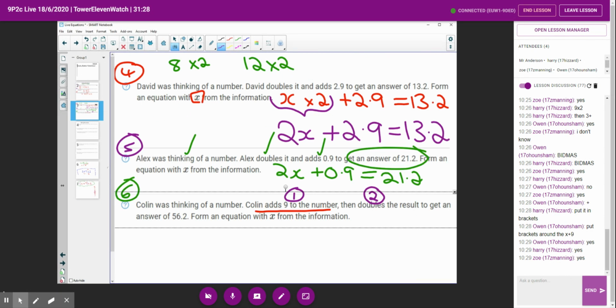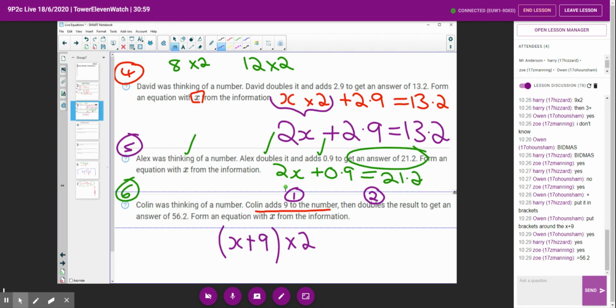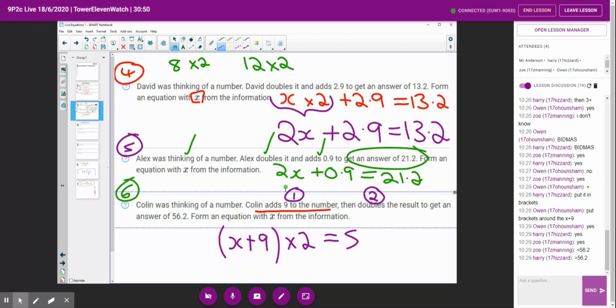Okay, so back to the question. So Colin adds 9 to a number, so x plus 9. Then he doubles it. So brackets around that, and then double it, and get the answer of 56.2. Guys, how are we going to wrap this up to show that we want to get an answer of 56.2? Well done, Zoe. Perfect. So x plus 9, so something, add on 9, times by 2. Well done, Harry. It equals 56.2. All right. Fantastic.